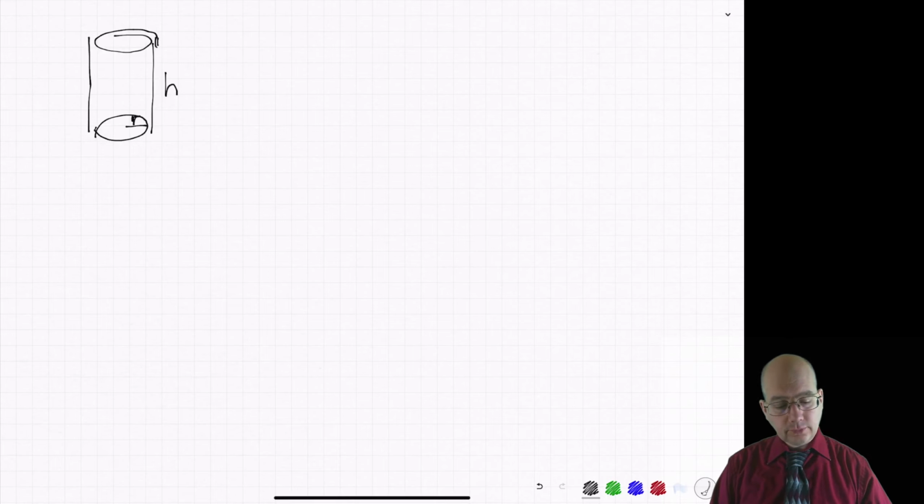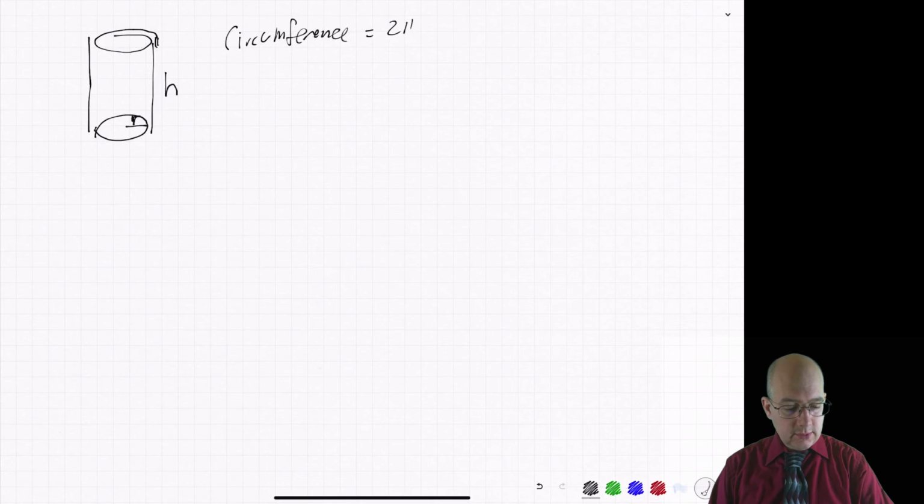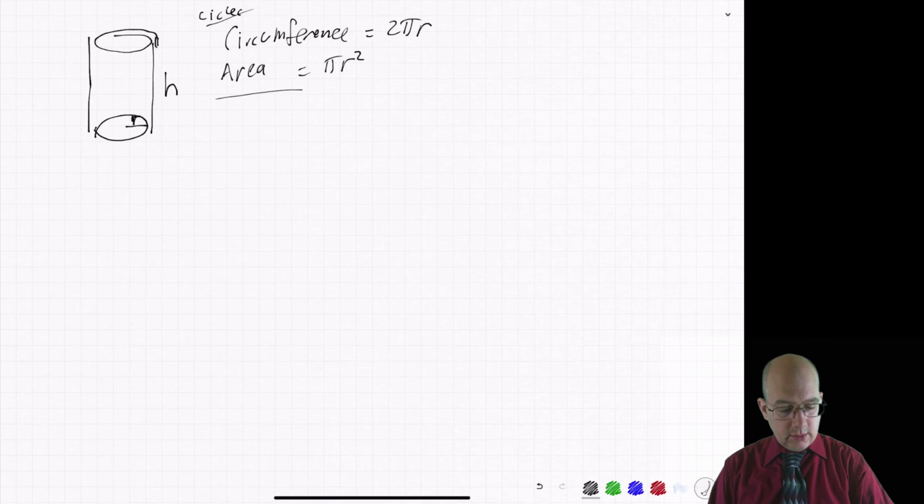Now, circumference of a circle. So circumference equals 2 pi r. And so this is for the circle. And the area is pi r squared. And then we've got height h. So, amount of wire used.